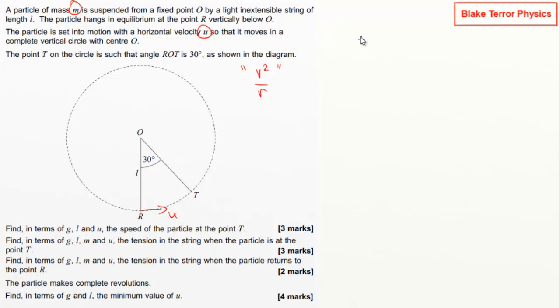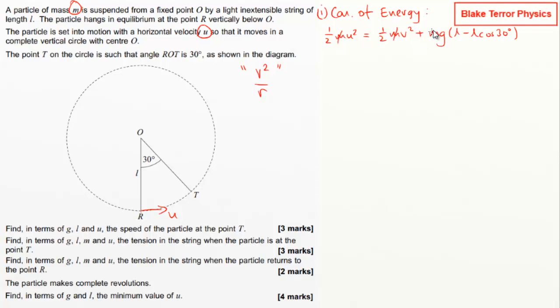So the speed of the particle at T. So we're going to want conservation of energy here for this first bit. So conservation of energy. So energy at the start, which is going to be a half mu squared, is going to be the energy at T. So that's a half m, let's call it v squared, plus mg, well, h, and h is going to be L minus L cos 30. L minus L cos 30 degrees. So we've just got to tidy that up, and then we've got what we need.